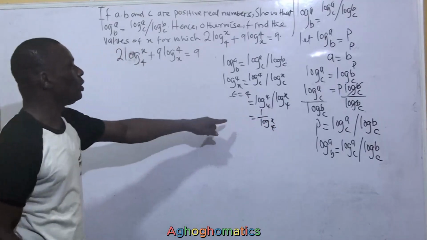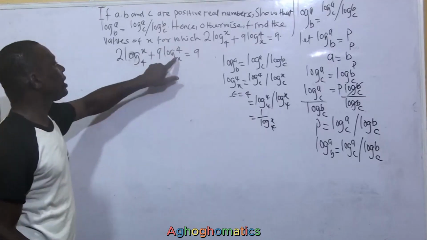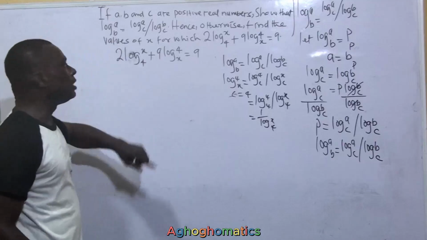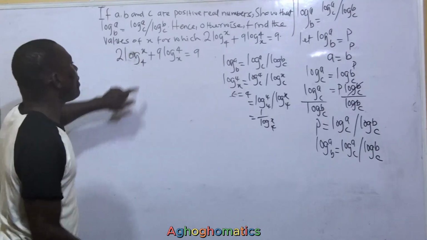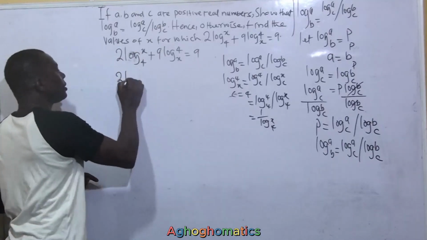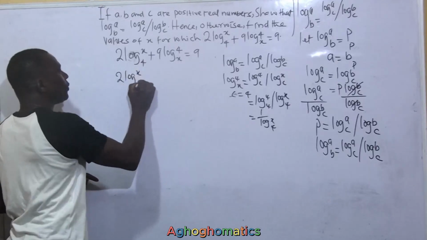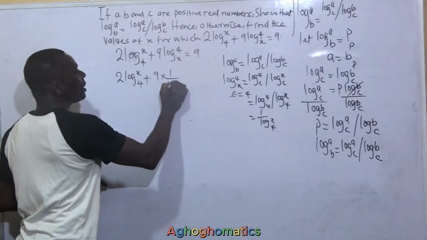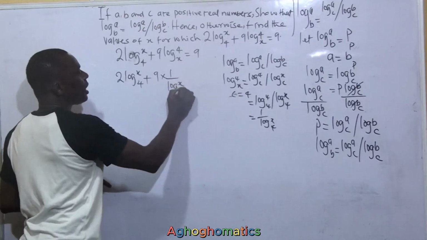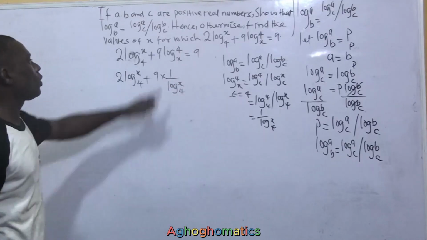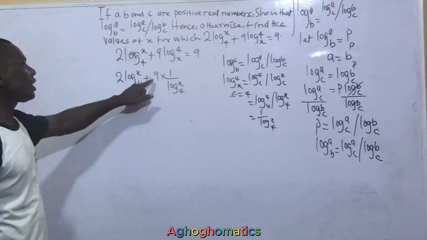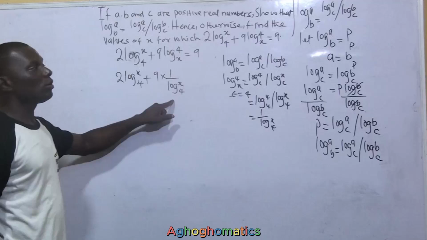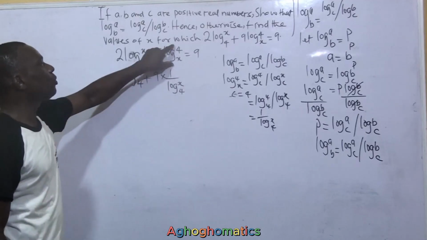Base 4. So we use the change of base here. You can say that this log 4 to base x can be changed to log x to base 4 by just rewriting this. This is log x to base 4 plus 9 times 1 over log x to base 4. So log 4 to base x is now transformed to log x to base 4, so that we can change to a common base here.